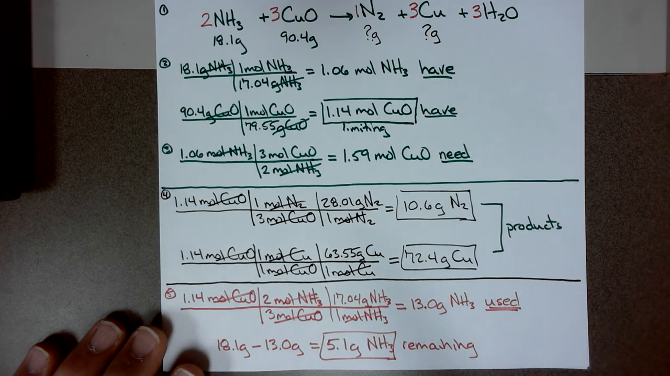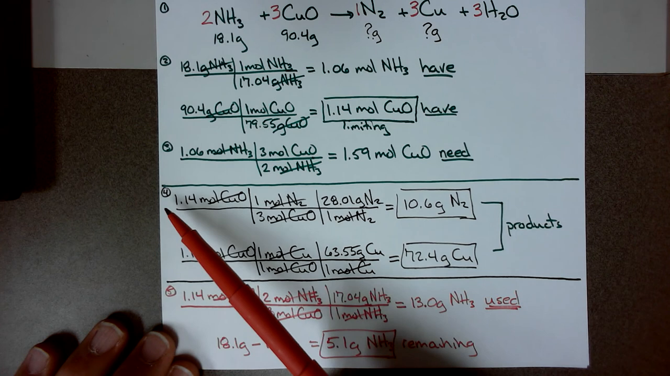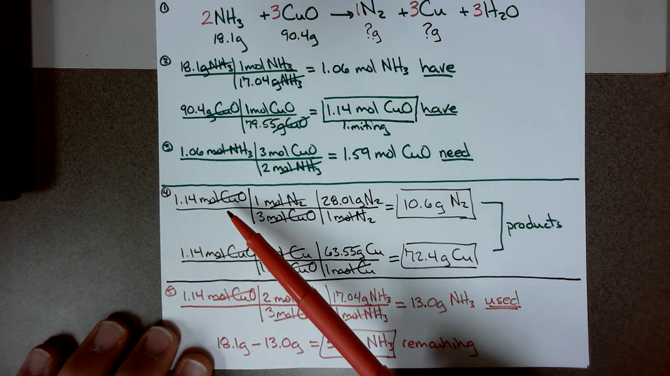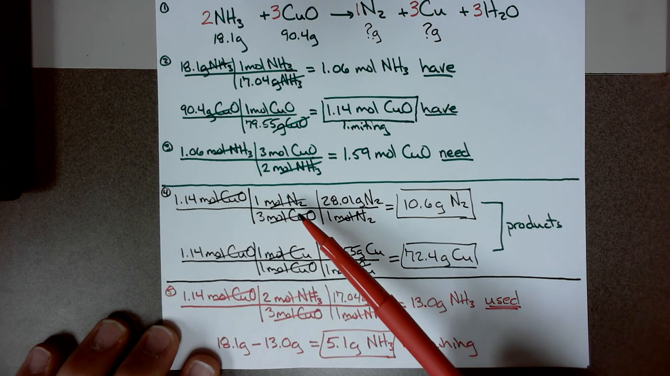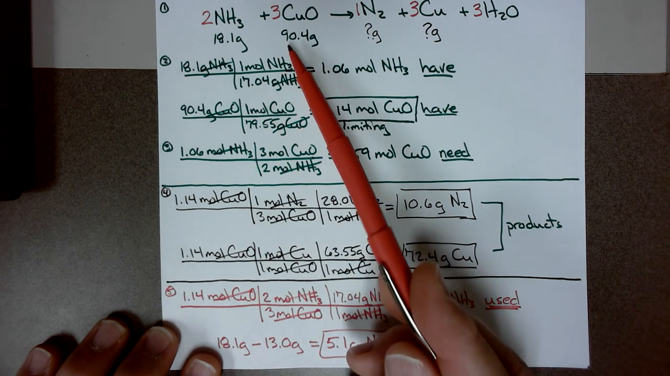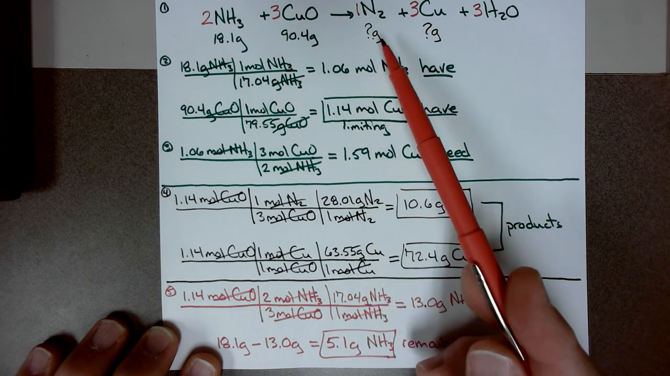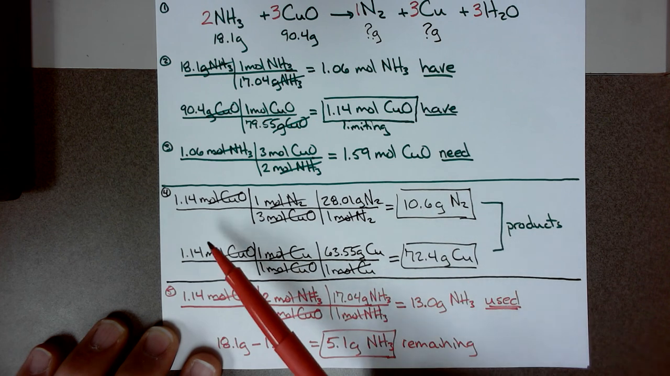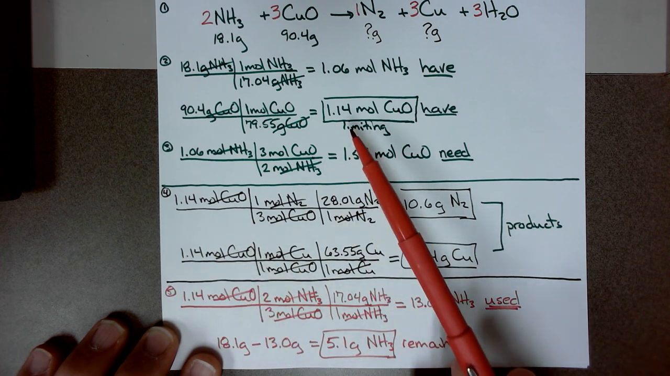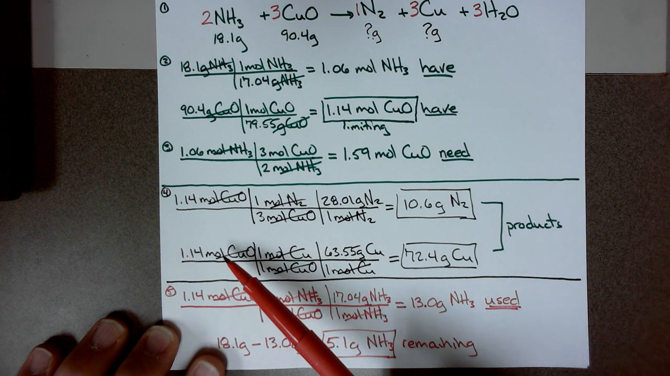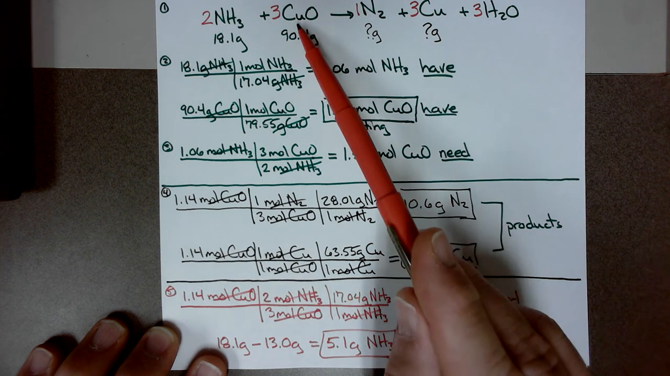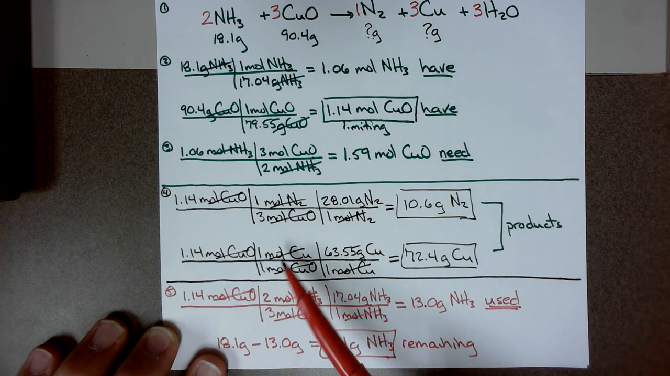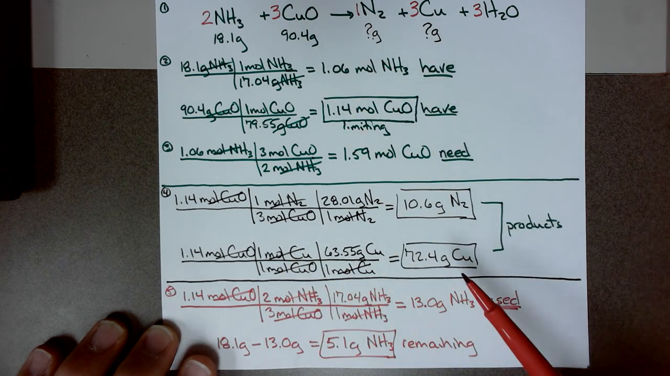The next step is use the limiting reactant to determine products. So I start with the limiting reactant each time, and I do the mole ratio with the product that I want. In this case, 3 moles of copper 2 oxide to 1 mole of nitrogen gas. Use molar mass, and I find the mass of the nitrogen gas. Start again with the amount of the limiting, that's why I identify it, and then do the mole ratio of the copper 2 oxide to the other product, copper, and that's a 3:3 or 1:1 ratio. Molar mass, get the mass of that product.